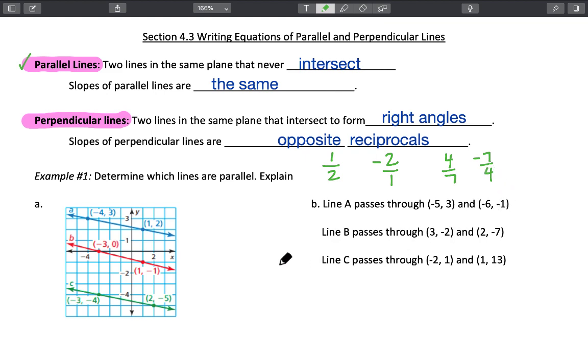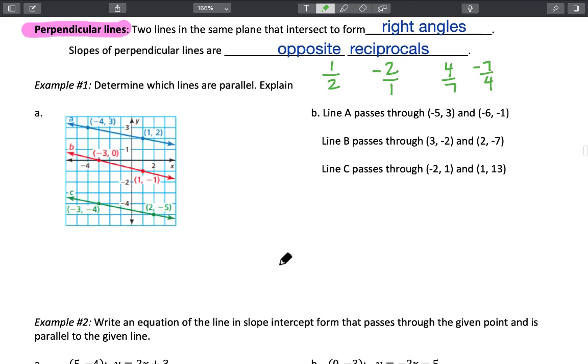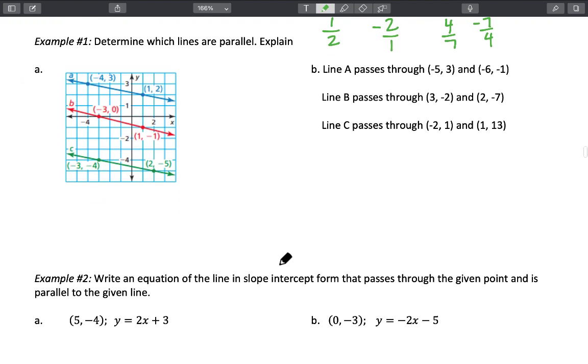All right, let's jump into some examples today. Lots of examples that we're going to be running through. So here we go. Determine which lines are parallel and explain. So in example A, they give you the graph, and it's best to just count our rise over our run in this case. So for this first one, if we go from the point -4, 3 to 1, 2, I'm going to come down 1 and run 1, 2, 3, 4, 5. So my line A here has a slope of -1/5.